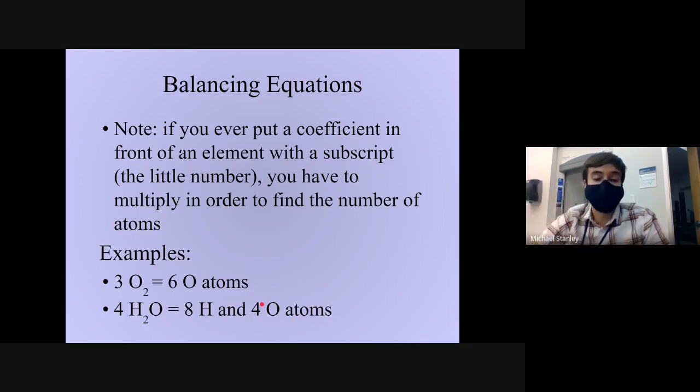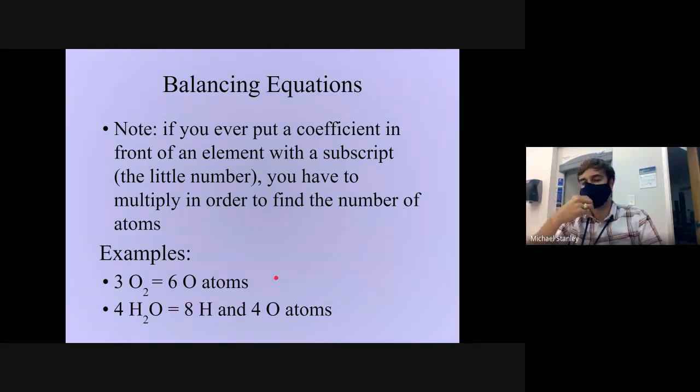We'll do an example where this is a bigger deal, but I just wanted to introduce it right now so that you catch it when it comes up later. Whenever you see a coefficient big number and a subscript little number, and they're going to interact with each other, you multiply in order to find the total.